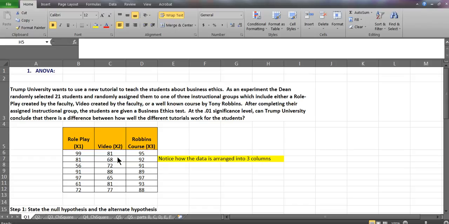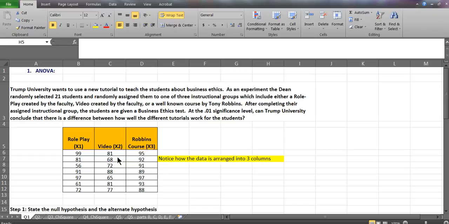So your task is to figure out whether or not there is a difference in how well these tutorials work. What you should know about the question as it relates to specifying your hypotheses is it's not asking if one of the 3 groups was more effective than the other. It's just asking, is there any difference between the 3?